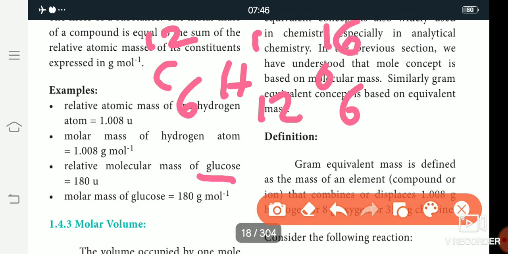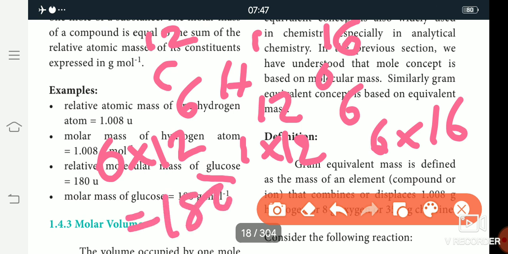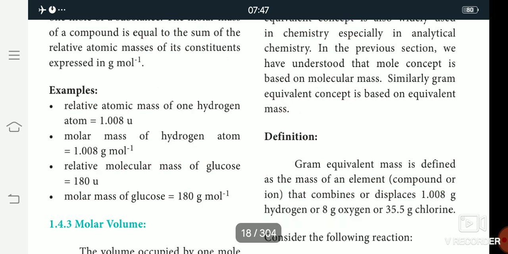So in this reaction, calculate the relative molecular mass. Carbon 6 into 12, then hydrogen 12 into 1, then oxygen 6 into 16. The total value is 180 U. This is the relative molecular mass of glucose.